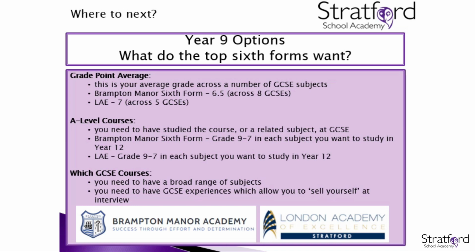If we think about what the top 6th forms in our borough look for, and in this case I'm looking at London Academy of Excellence and also Brampton Manor Academy 6th form, both of these 6th forms look for a broad range of subjects. They want pupils to have done a range of GCSEs or BTECs that show a broad understanding and broad knowledge. They also look for a high attaining grade in the subject that you are looking to do at A-level. You need to make sure that your choices match what you want to be doing in the future.